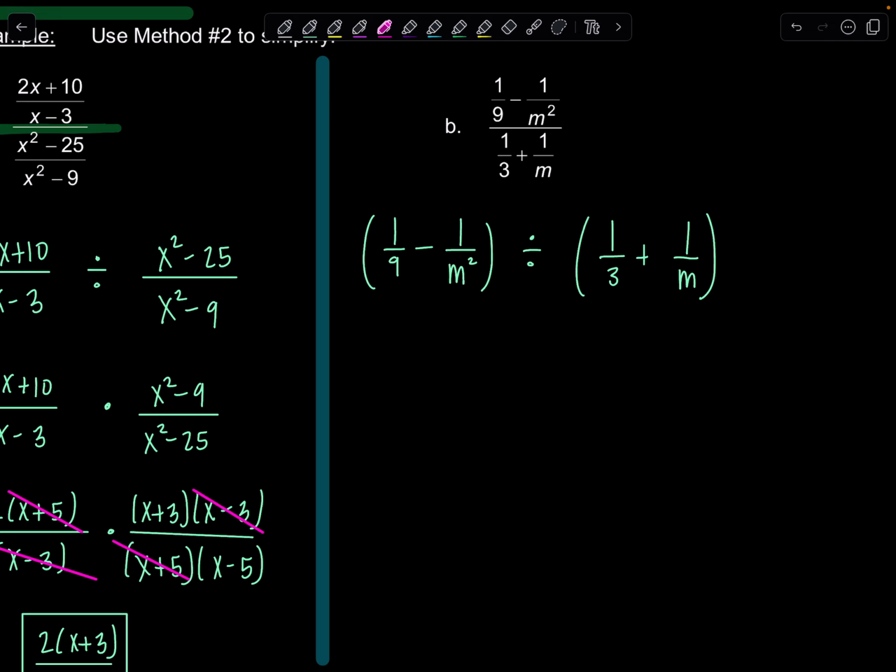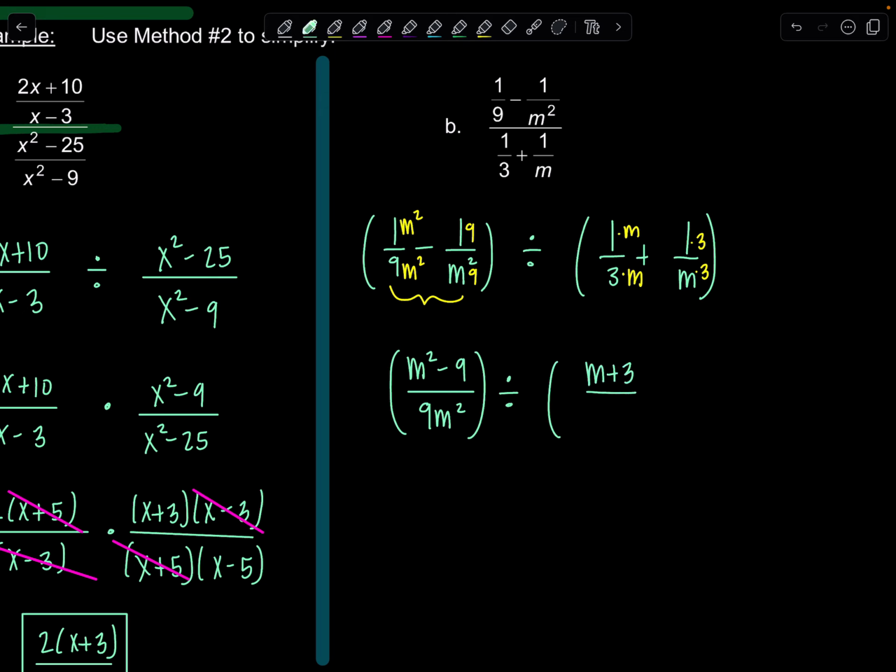Okay, so we have a little bit of prep work first. You see the issue? So the common denominator just for these two is 9m squared. So I'm going to multiply this guy by m squared, 9, 9. So we're going to have now m squared minus 9 over 9m squared divided by, and then the common denominator for the next two is just 3m. So I'm going to multiply by 3 and m respectively. And then this is going to become m plus 3 over 3m.